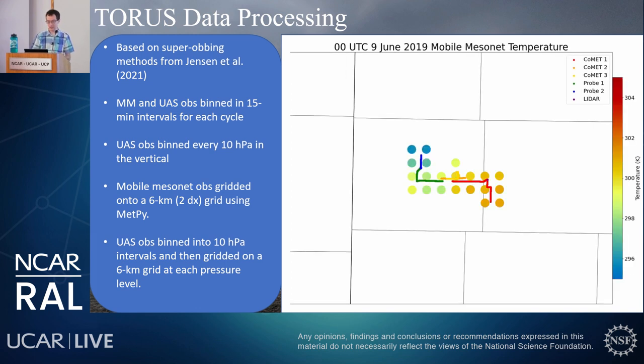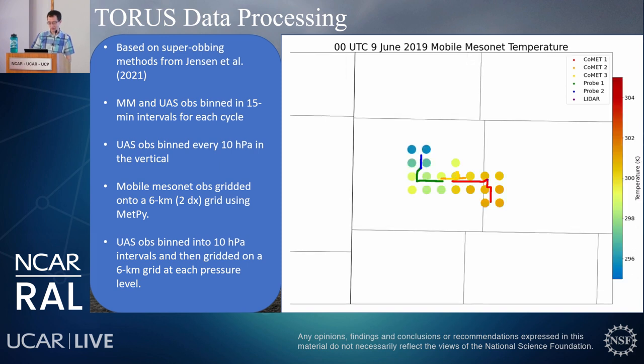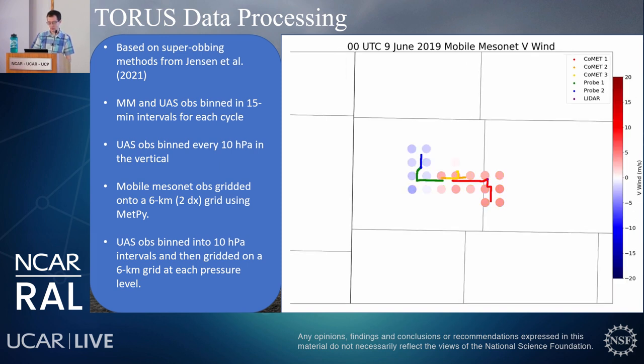So this is what that looks like for the TORUS mobile MESONET temperatures. The dots are the temperature values in Kelvin here, and the technicolor tracks are the mobile MESONET tracks. So here's the V wind. What you're actually seeing here is outflow from Storm 2, so it's colder, and you've got a more northerly V wind.